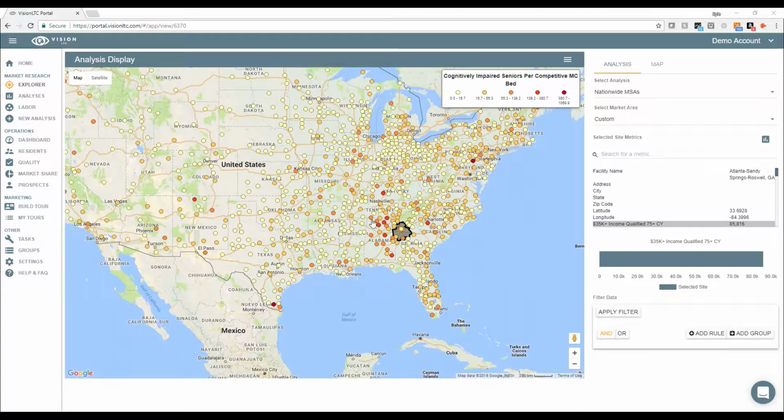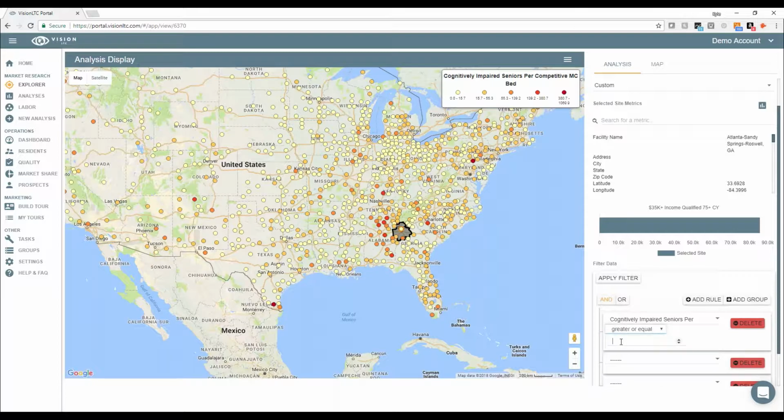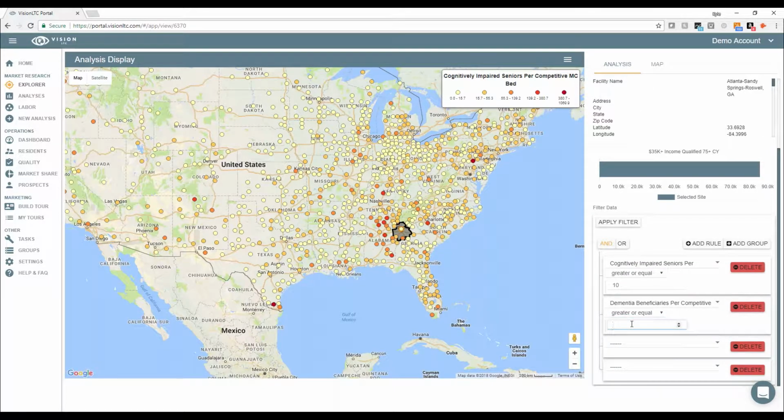But this is a lot of data to take in, so let's focus our results on some different markets that meet or exceed our minimum thresholds. For our example, we've got four different numbers we want to look at. We want to see a ratio of cognitively impaired seniors per memory care bed of greater than or equal to 10. We want to see the ratio between dementia beneficiaries and memory care beds greater than or equal to 10. For this development project, we're interested in a larger market or a primary metro, so we want to see a total population of at least 500,000.